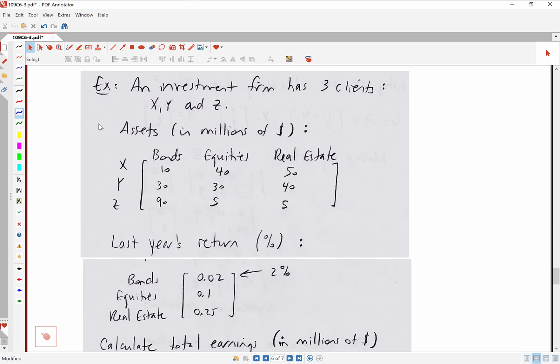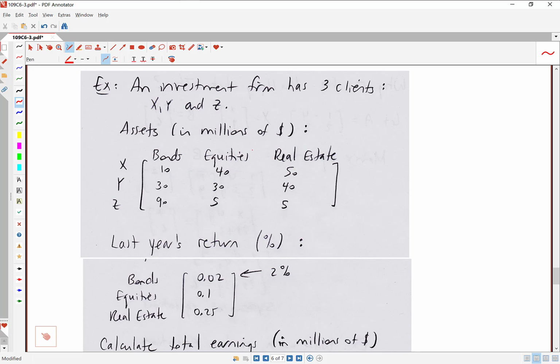So last problem for this section, we're going to do an applied version of a matrix multiplication. So let's imagine that an investment firm has 3 clients, and we'll just call them client X, Y, and Z. So these clients have different amounts of assets. So let's say all these assets are measured in millions of dollars. Okay, now we're representing this in a matrix because each of these 3 clients has 3 different types of assets.